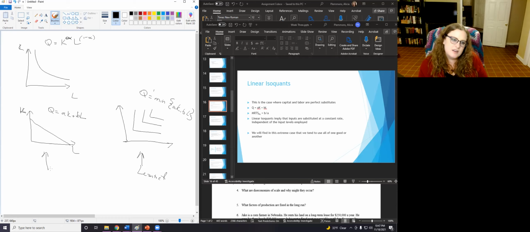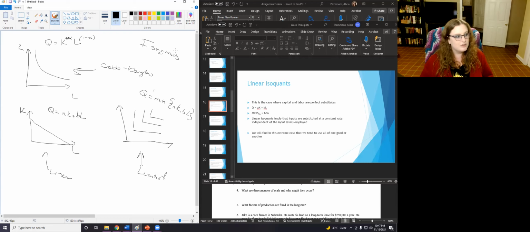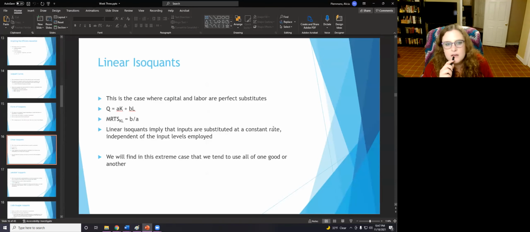In this case, it's linear. In this case, we got Cobb-Douglas. And these are all different types of isoquants, just different ways that we can think about the production. We represent it by Q. Okay, so let's go back.